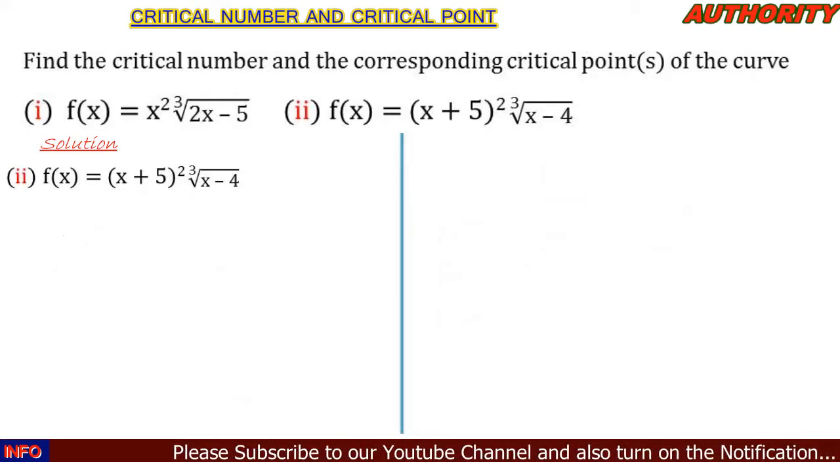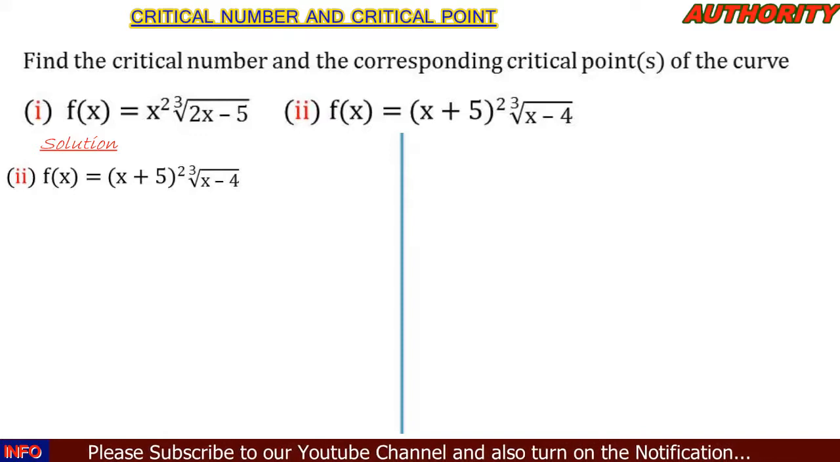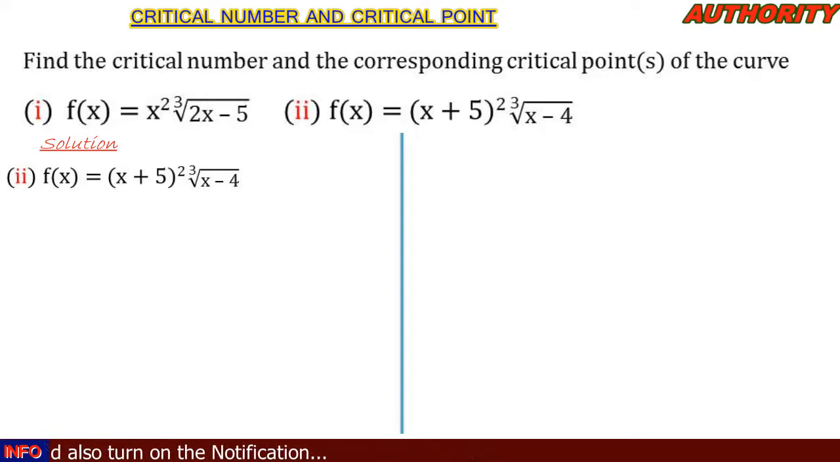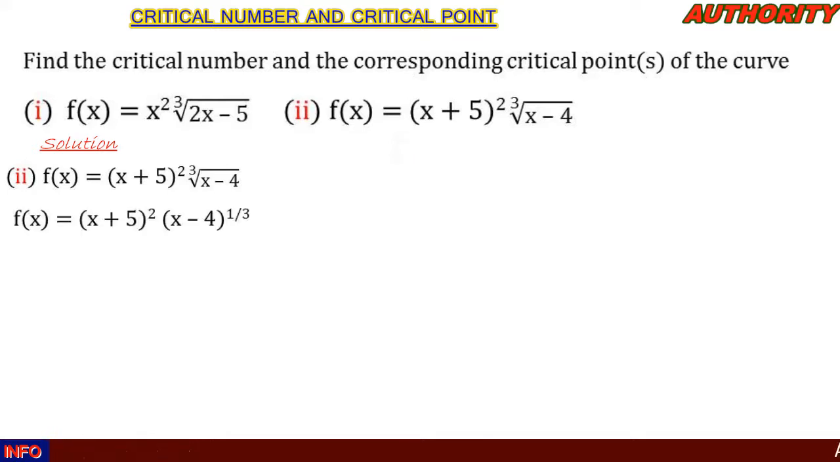We have the function f of x is equal to x plus 5 in bracket squared cubic root of x minus 4. Now let's go. We have f of x is equal to x plus 5 squared. Now this cubic root of x minus 4 can be written as x minus 4 in bracket raised to power 1 all over 3. Here again, using product rule, we can differentiate this.